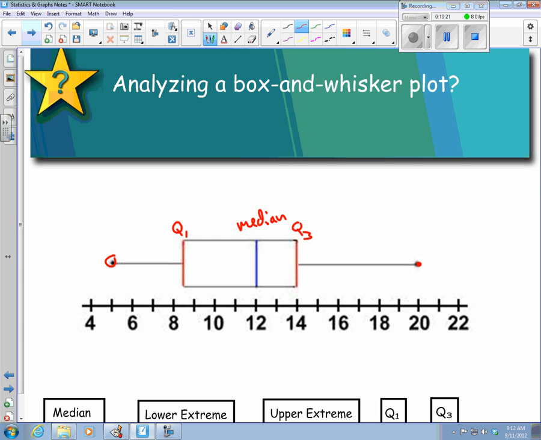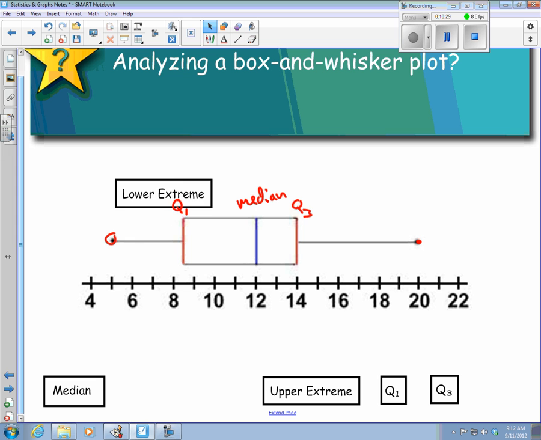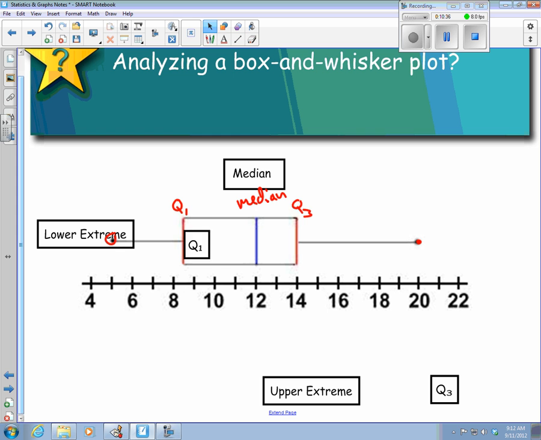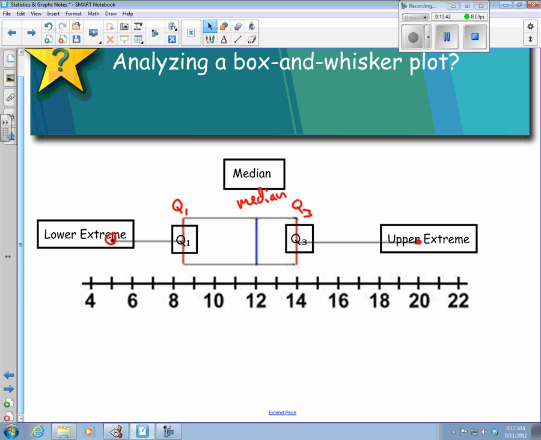And it's always going to be above a number line like this. You can see it's already kind of labeled. The lower extreme is your Q1. I'm sorry, is your smallest value. That's 5. Median is your median. Q1 right here. Q3 right here. And then you got your upper extreme right here.